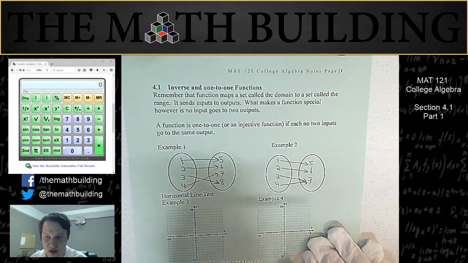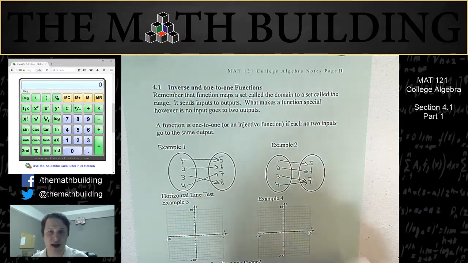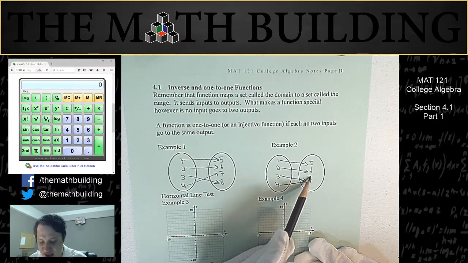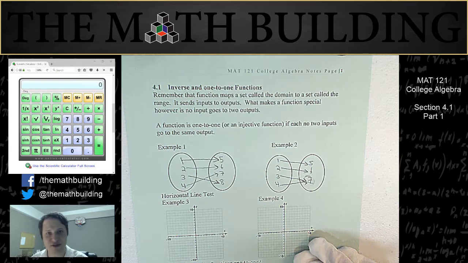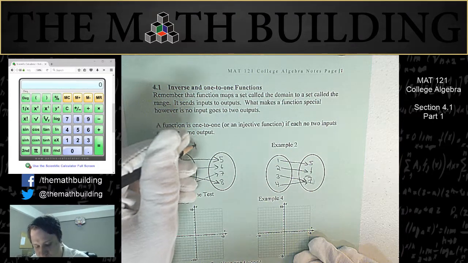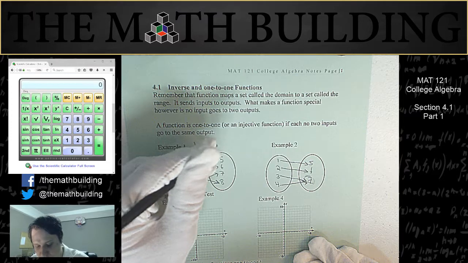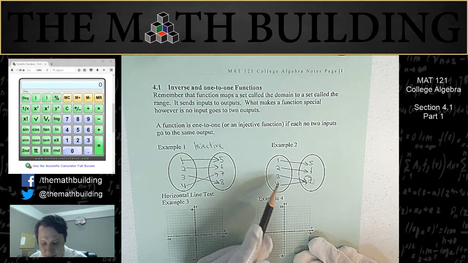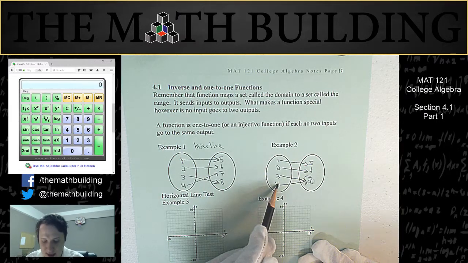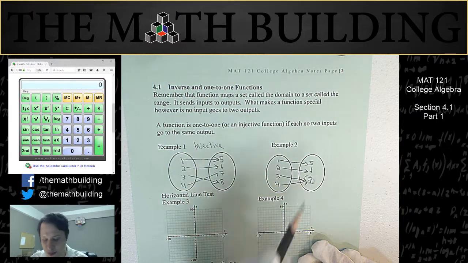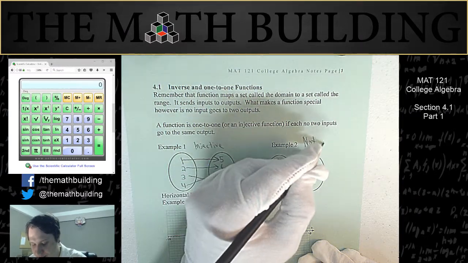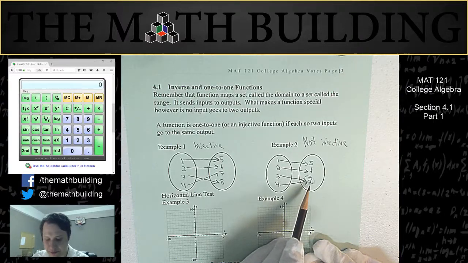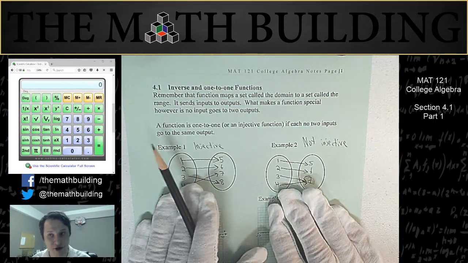Okay, so that's good. It's not a function if one of these branches goes to two outputs. But do you see how 3 and 4 both go to the same output? That means this is not an injective function. Example 1 is injective, or one-to-one, because every output is only paired with one input. But here, because we had two inputs going to the same output, this is not injective. But it is still a function. Both of these are functions.